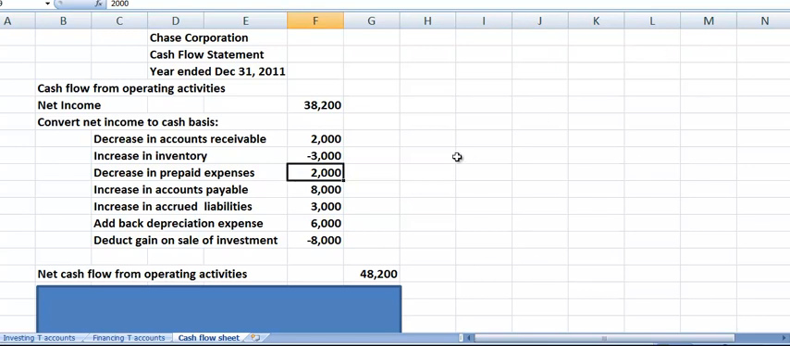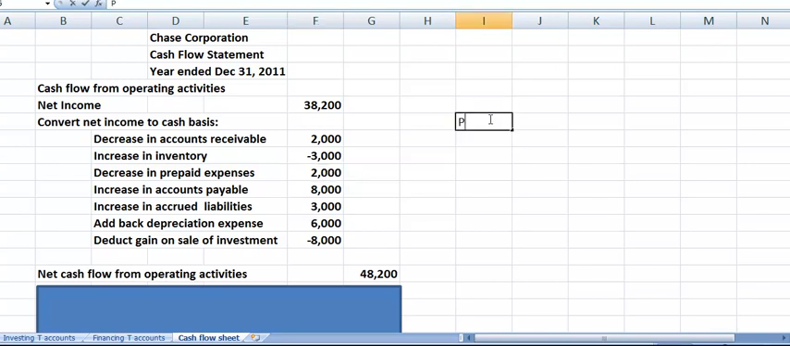But we want to reflect anything that we bought in prepaids, and that would have been less, right? So we would have created fewer prepaids than we actually expensed. We want to record, when we're converting the net income to the cash basis, what we created in prepaids, because that's the credit to cash.